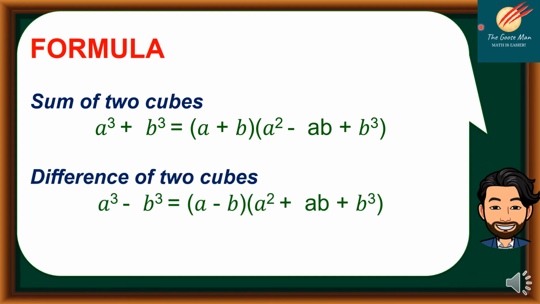On the other hand, if I have a difference of two cubes, for example a cubed minus b cubed, this can be factored as a minus b times a squared plus ab plus b squared.